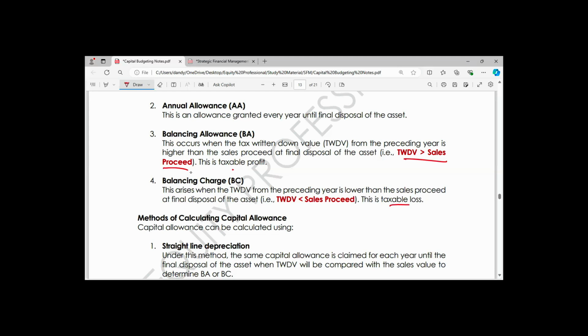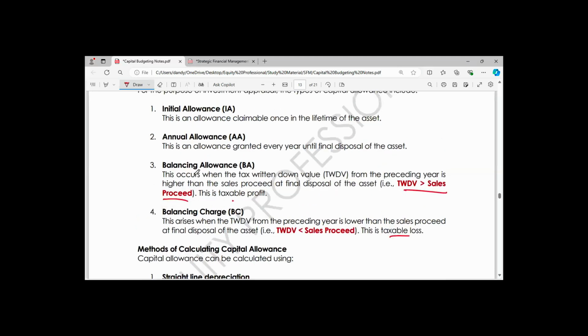Of course, in most cases, the examiner will not give you initial allowance rates. The straight line depreciation capital allowance will surely be given to you on an annual basis. Therefore, you are going to have only annual allowance until the final day of the asset, when the asset will be disposed of. At that final day, you can either have balancing allowance or balancing charge, but you cannot have the two of them. It has to be either of the two.